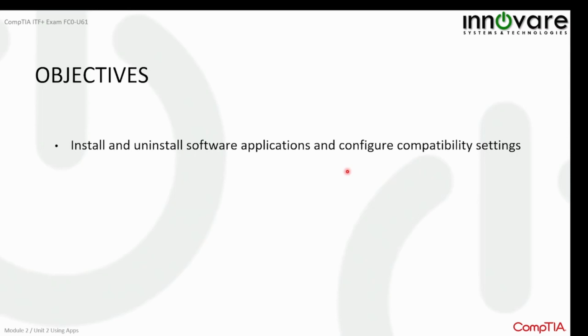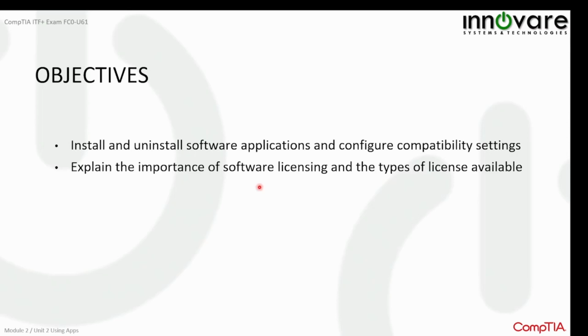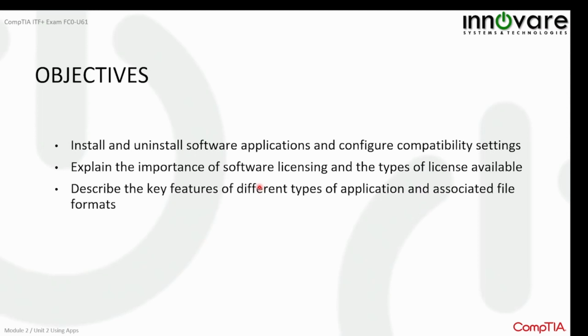And then we will also be able to explain the importance of software licensing. Why it needs to be licensed, why there is licensing, and the different types of licensing for every application. And then describe as well the key features and different types of applications with different kinds of formats and different kinds of usage of all the software applications.